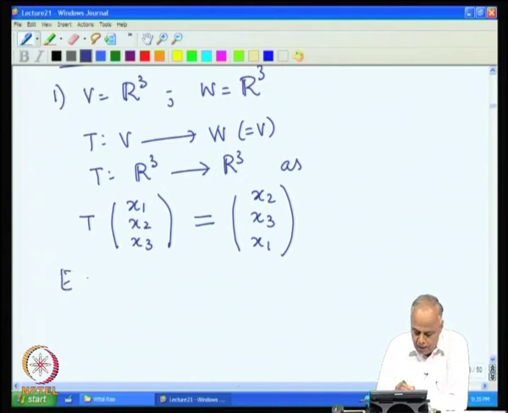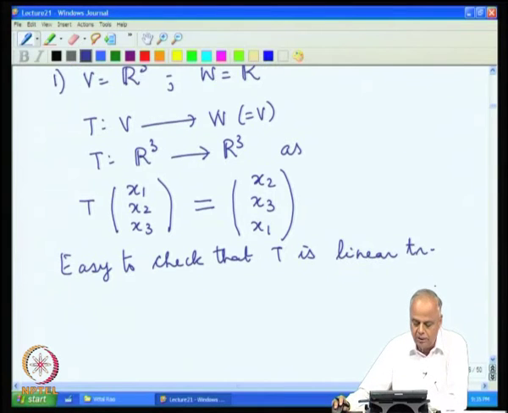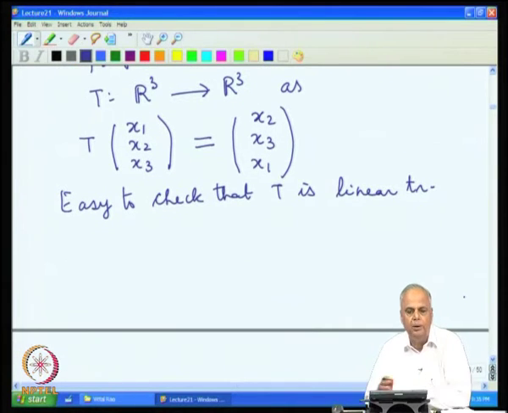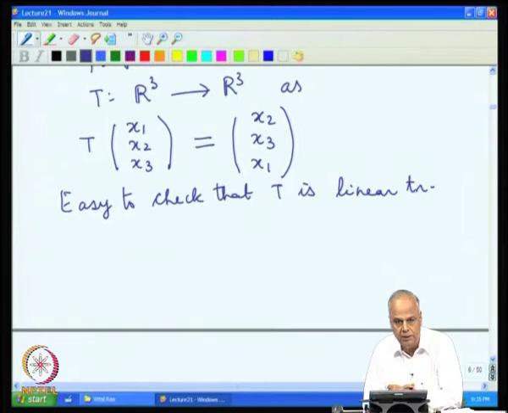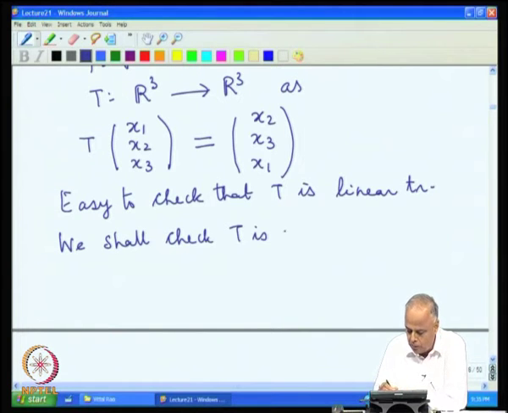Now, it is easy to check that T is a linear transformation. We have only to see that T preserves addition, that is T of x plus y is T of x plus T of y, and T preserves scalar multiplication, that is T of alpha x is alpha T x. Now, we shall check that T is 1-1.